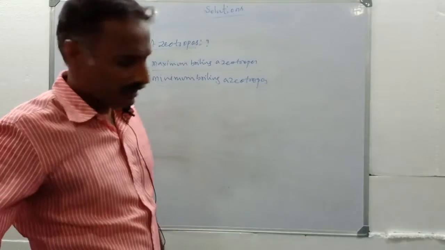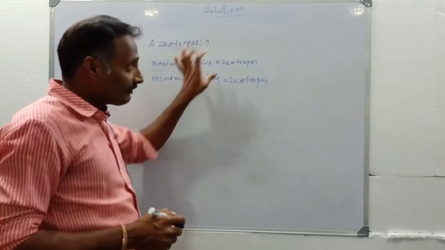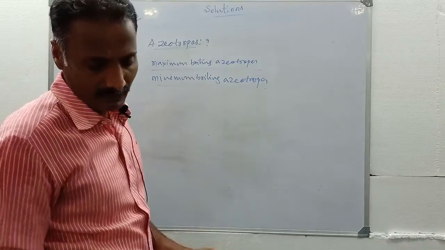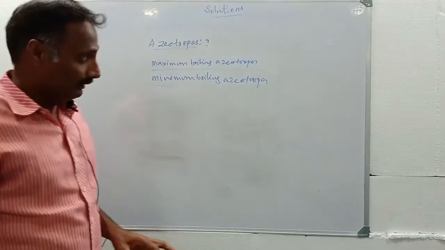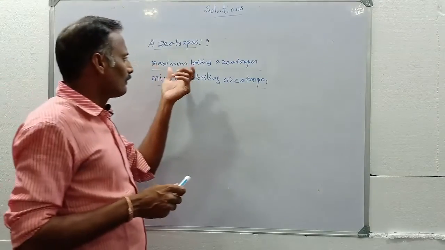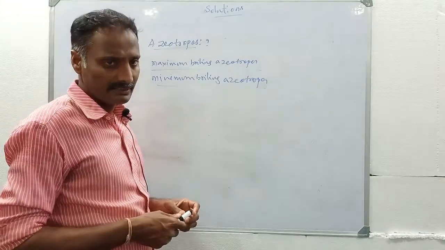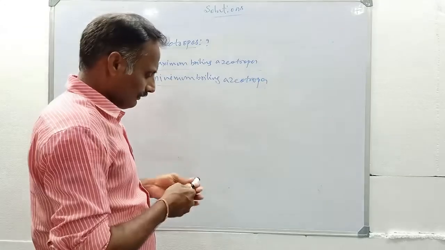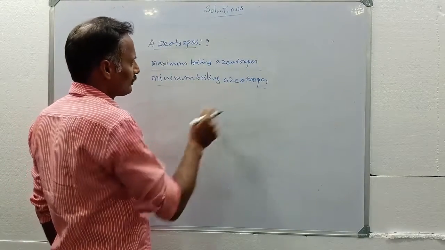What are azeotropes? Azeotropes are binary mixtures having the same composition in the vapor phase as well as solution phase, and they boil at constant temperature. If they boil at constant temperature, it is difficult to separate them by fractional distillation. Then we discuss what are maximum boiling azeotropes and what are minimum boiling azeotropes.